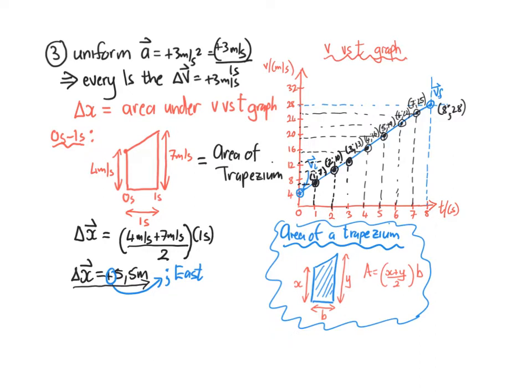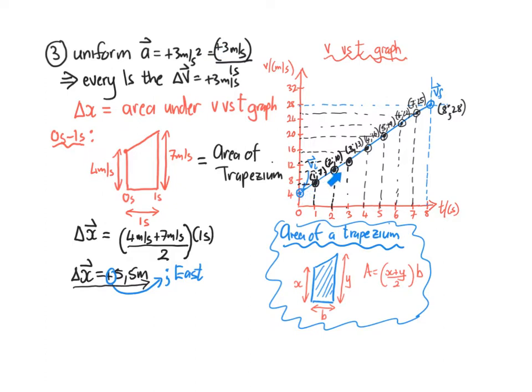So we're going to use the fact that the area under a velocity versus time graph is the change in position. Now, in this particular system, the object is accelerating at 3 meters per second squared for 8 seconds up to a velocity of 28 meters per second. The fact that it's uniform acceleration means that every second the velocity changes by plus 3 meters per second.